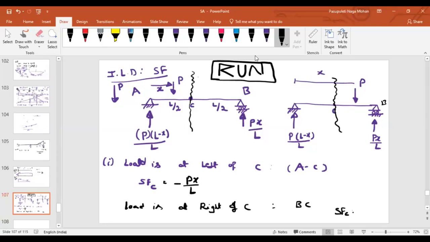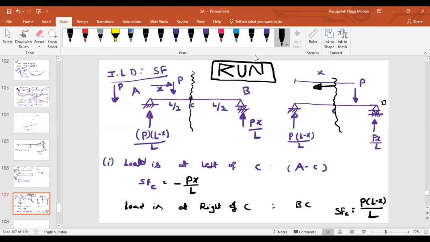Sir, look into the left side. So what is the easiest way to find the shear force on the left side? You're looking into the left side and there is a force in the upward direction. Right side upward is negative. Left side upward is positive. So what is the shear force? P into (L minus X) by L.